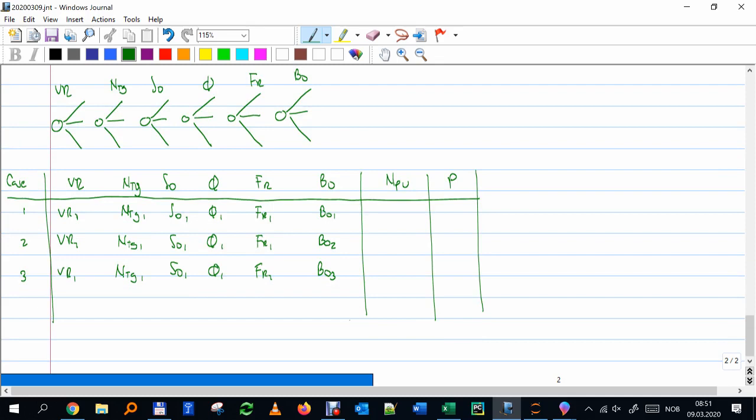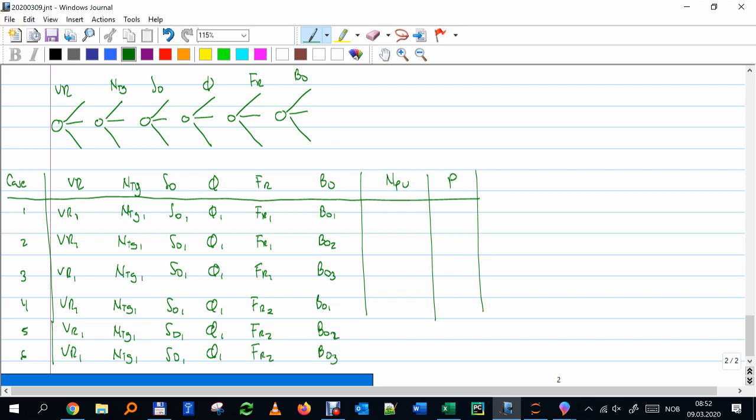Now you move to the next one, which is RV1, NTG1, SO1, Phi1, RF2, BO1. 5, 6, RV1, net to gross 1, SO1, Phi1, RF2, still BO1, BO2, okay, RV1, net to gross 1, SO1, Phi1, RF2, BO3, and so forth. Repeat 729 times.